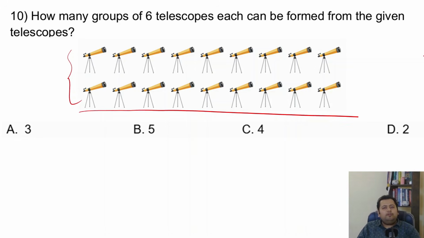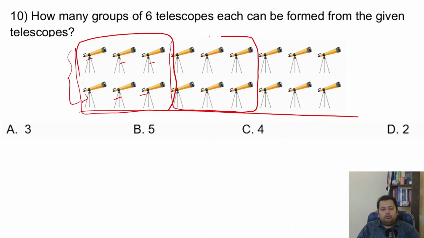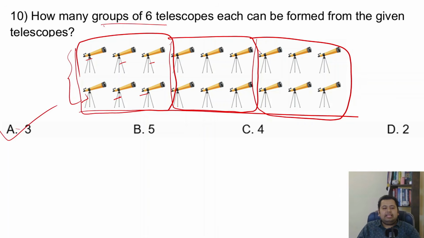Great. So how many groups can you form? Let's just try and do this. So this is 1, 2, 3, 4, 5, 6. Let's pick this as group number 1, then group number 2 and group number 3, right? So how many groups can you form? You can form option A, that is, 3 groups of 6 telescopes each from the given figure, right?